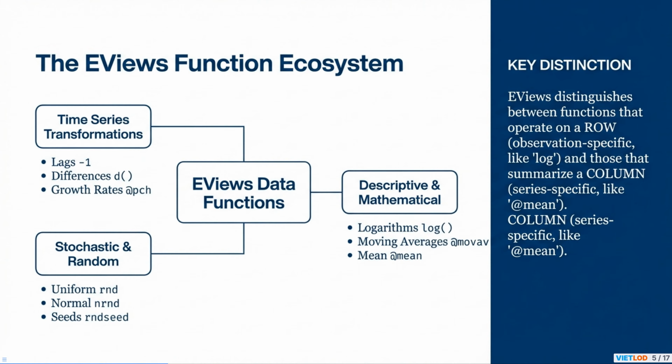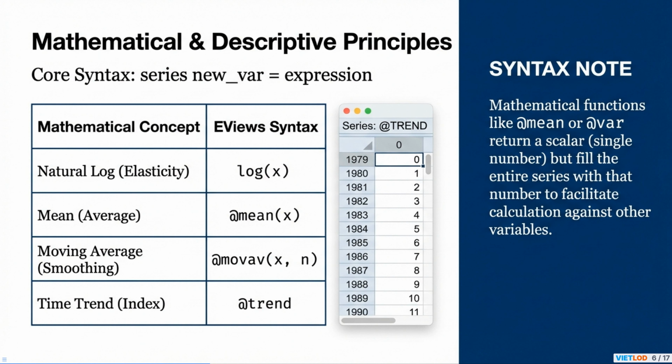distributions. A key distinction in EViews is between functions that operate row by row, like log of x, and those that summarize an entire column, like @mean of x, which returns a single value for the whole series. To create a new variable, log GDP, you would use the row-specific function, log of GDP. To demean the series, you would use the column-specific function in the expression GDP minus @mean of GDP. Let's begin by looking more closely at the mathematical and descriptive functions and their syntax.